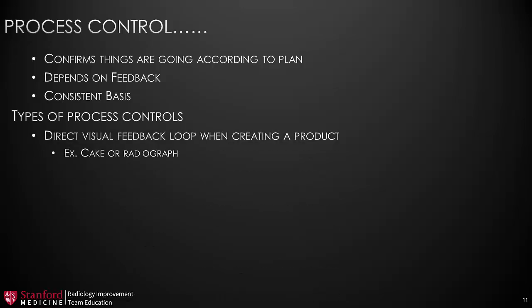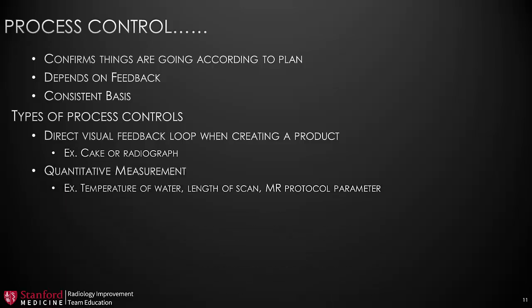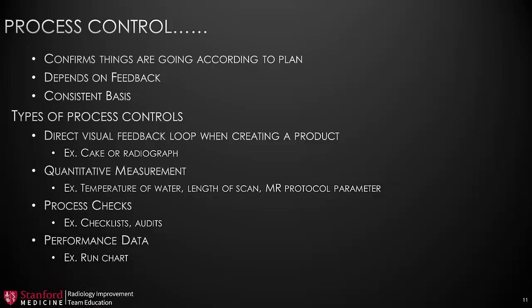Process control may rely on a direct visual feedback loop while you are creating a product, such as a cake or a radiograph. Process control may rely on quantitative measurement, such as the temperature of water, the length of a scan, or MR protocol parameters. It may rely on process checks, such as checklists, to make sure that each step of the process is performed. Or process controls may rely on performance data, such as a run chart that gives individual feedback on performance over time.